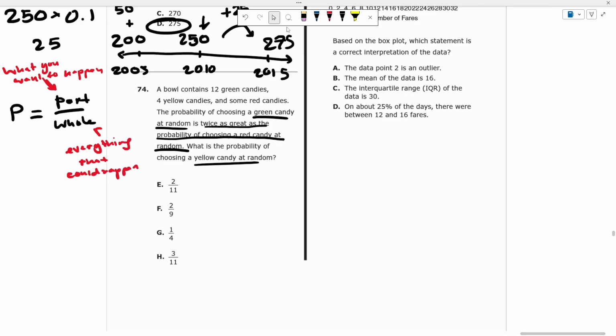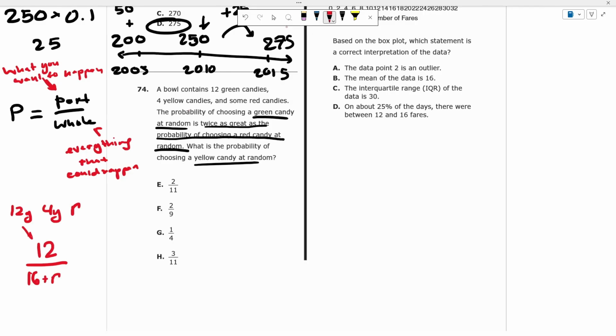So in this case, we have a bowl that contains 12 green candies, 4 yellow candies, and an unknown amount of red candies. Then we say that the probability of choosing a green candy at random is twice as great as the probability of choosing a red candy. If I want to choose a green candy from this bowl, we know that we have 12 green candies. So the probability of choosing green is going to be 12, because I want to choose all 12, divided by 16 plus R, because this is the total amount of candies in the bowl that I can actually choose from.